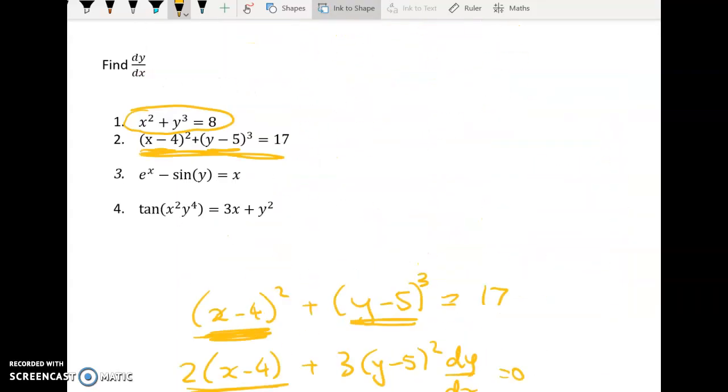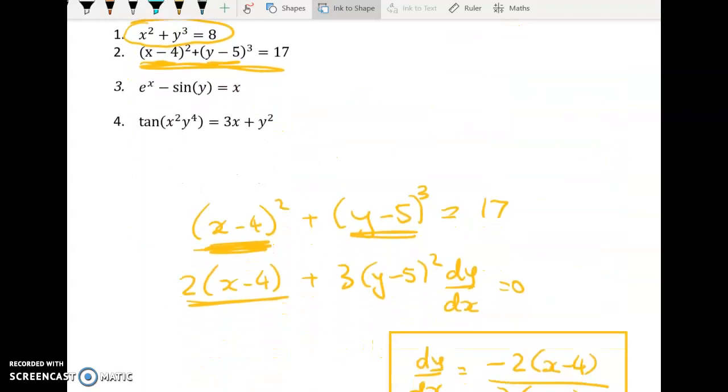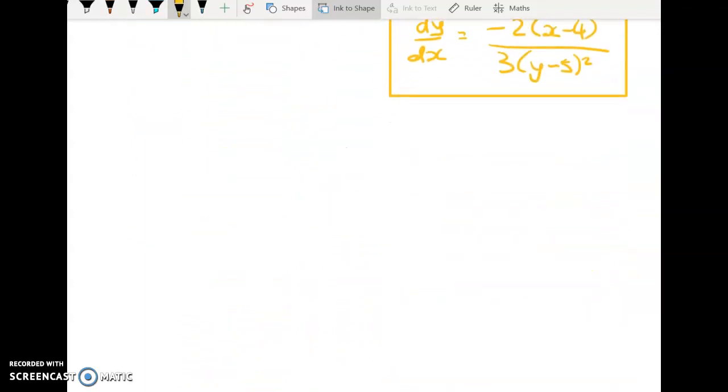Okay, number 3 is to give you just a tiny bit of remembering your trig derivatives, because I know you all are so fond of trig at the moment. So e to the x minus sine y is equal to x.